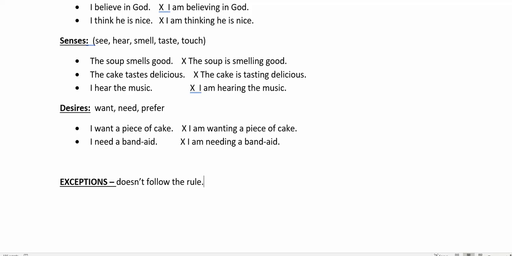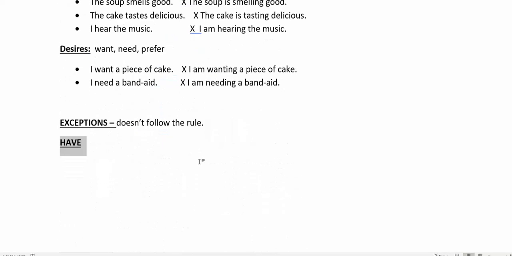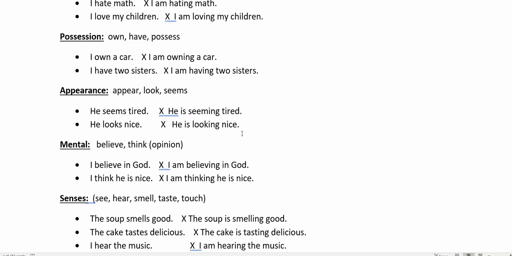All right, so what are some that can be used in the progressive? Have. But, you know, it's like up here, possession. I have two sisters. I could never say I'm having two sisters. But let me give you another example too. I have a headache. We always say it in the simple present. We would not say I am having a headache.